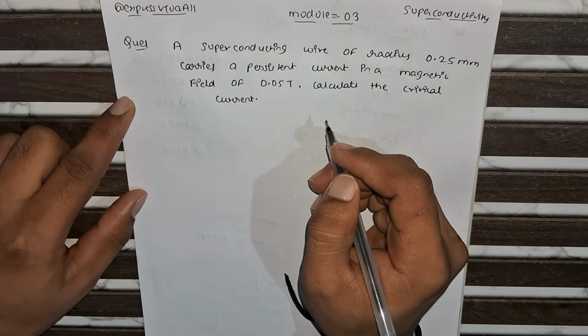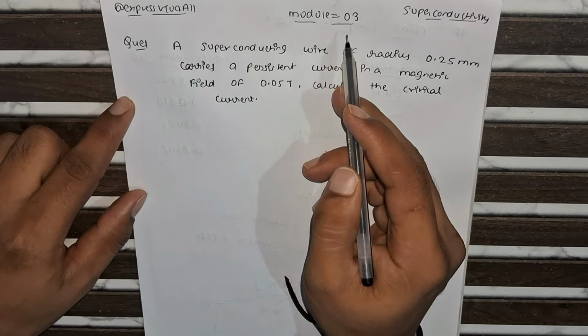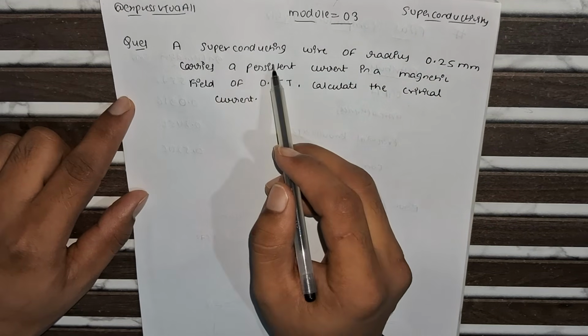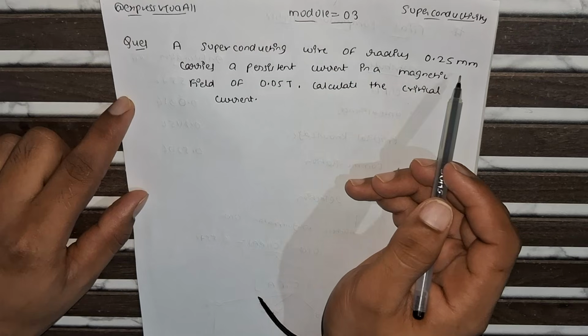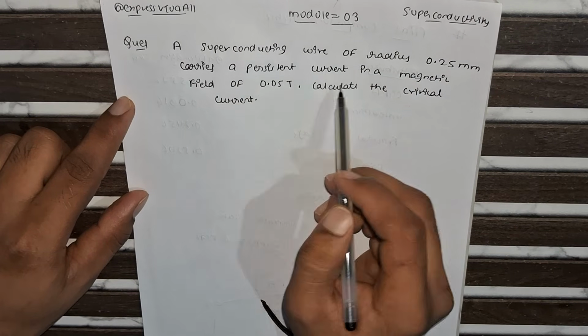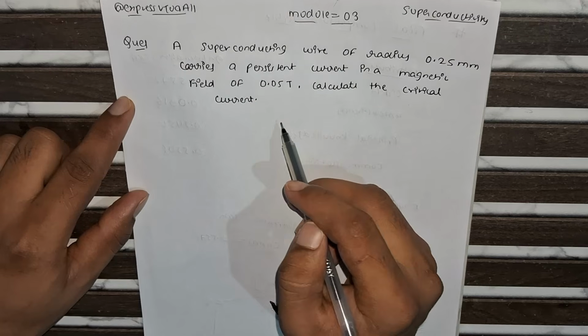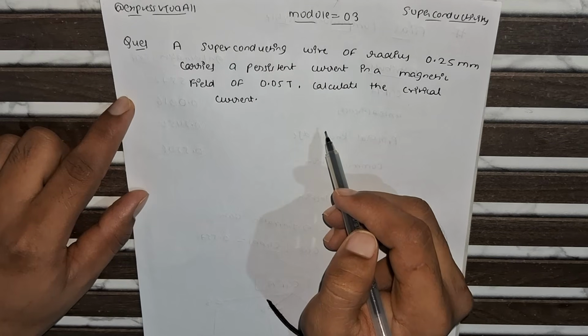In this video, we are going to solve a very important problem from Module 3 which is based on superconductivity. So the question is, a superconducting wire of radius 0.25 mm carries a persistent current in a magnetic field of 0.05 Tesla. Calculate the critical current. So in this question, we have to calculate the critical current.